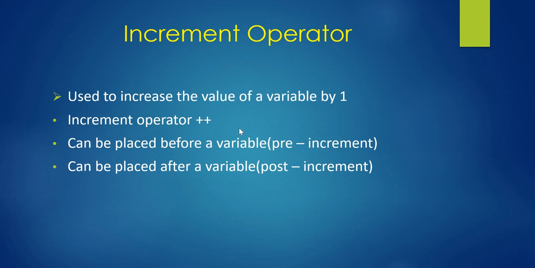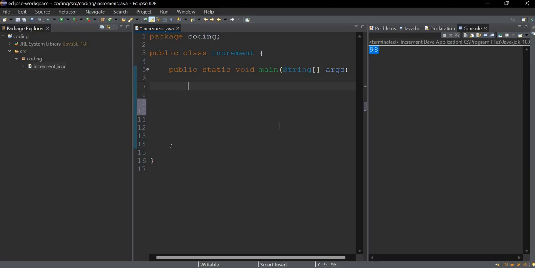The increment operator is used to increase the value of a variable by 1. The increment operator, plus plus, can be placed before a variable. When we place the increment operator before a variable, we call it pre-increment, but when we place it after a variable, we call it post-increment. Now I'll show you some examples of post-increment and pre-increment. So let me open Eclipse.